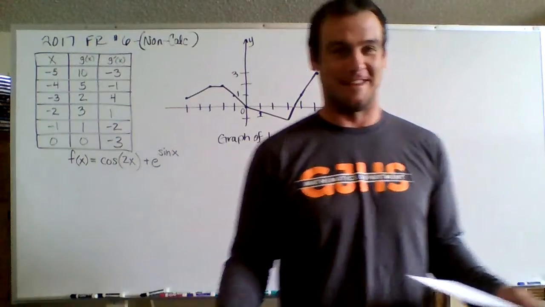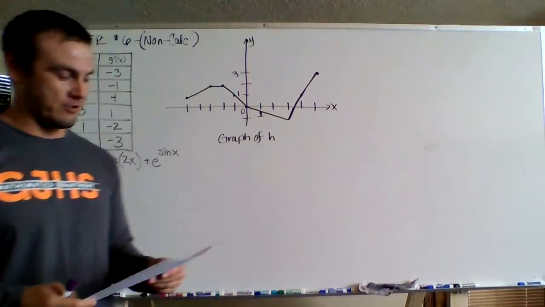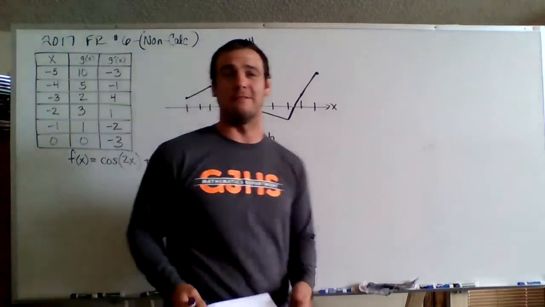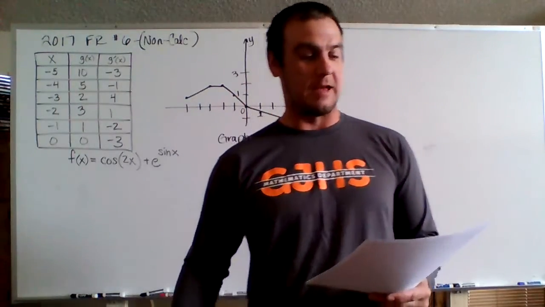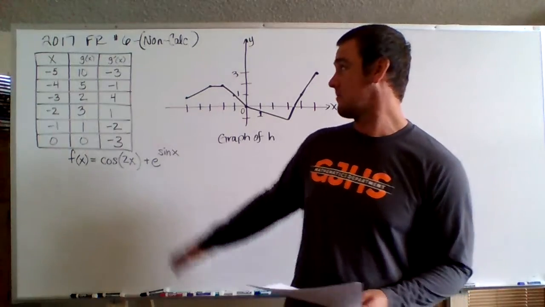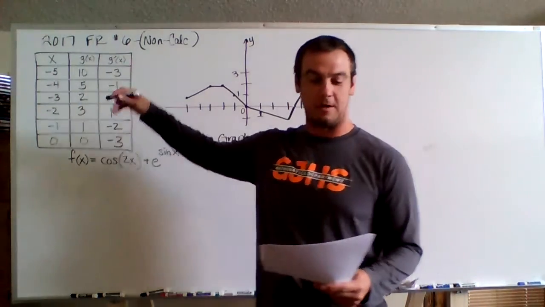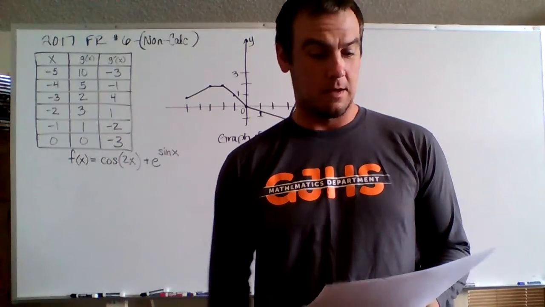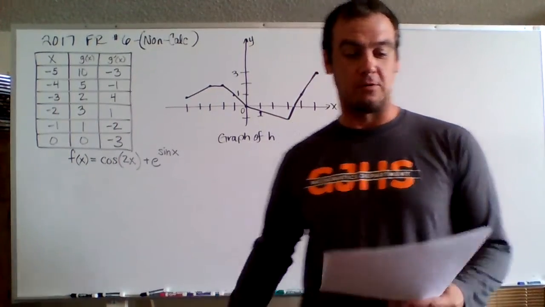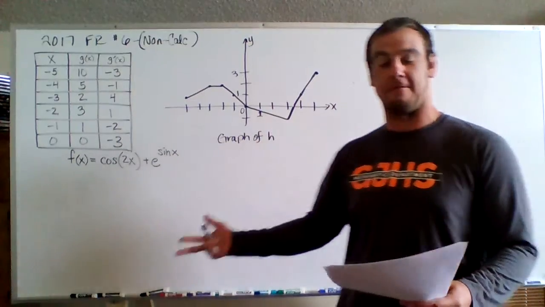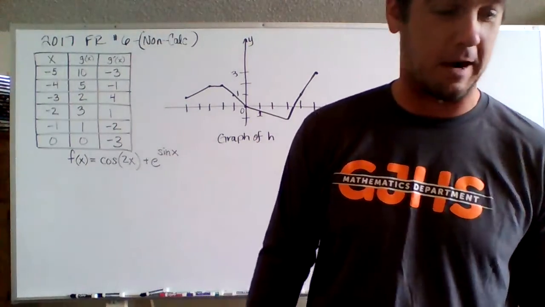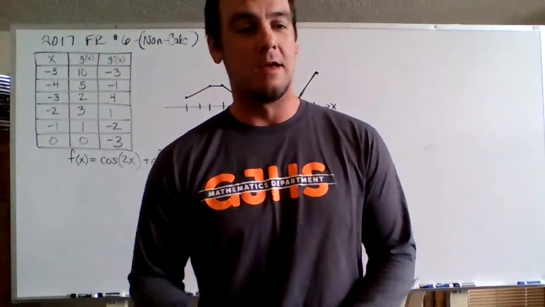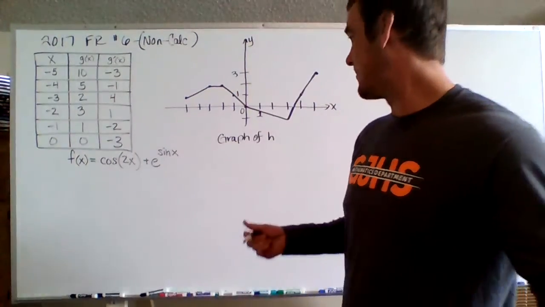It's got everything. So let f be the function defined by f of x equals cosine of 2x plus e to the sine of x. Let g be a differentiable function. Okay, the table above gives values of g and the derivative g prime. And let h be the function whose graph consists of 5 line segments. All right, so we're going to be using all of this information at some point throughout this problem. So let's begin with part A.